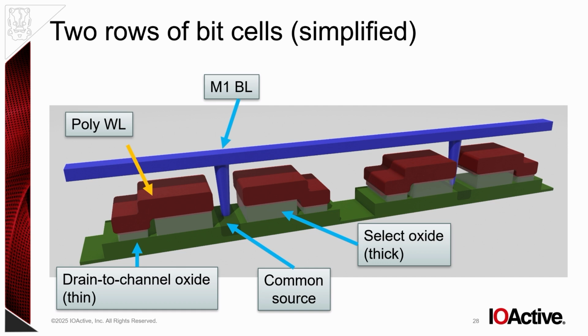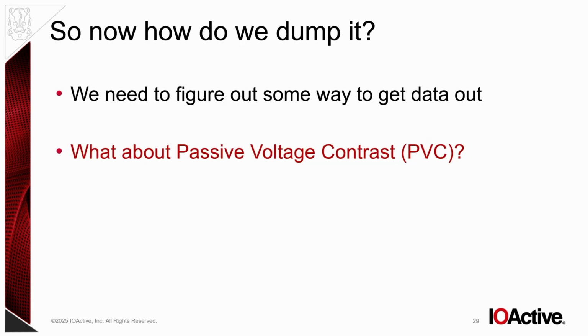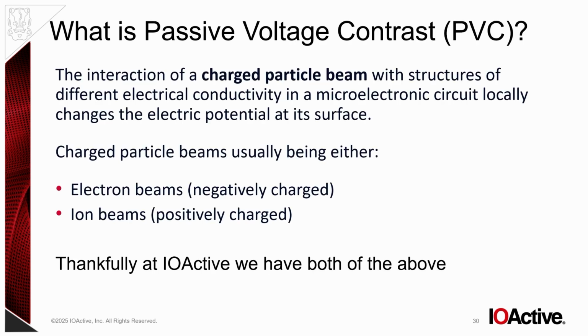So how can we get the data out? There's a technique called passive voltage contrast, PVC. That's what we're going to try. In short, it's the interaction of a charged particle beam with structures of different conductivity in a circuit. We're talking about charged particles being either electron beams, as in a scanning electron microscope, or an ion beam, as in a focused ion beam.